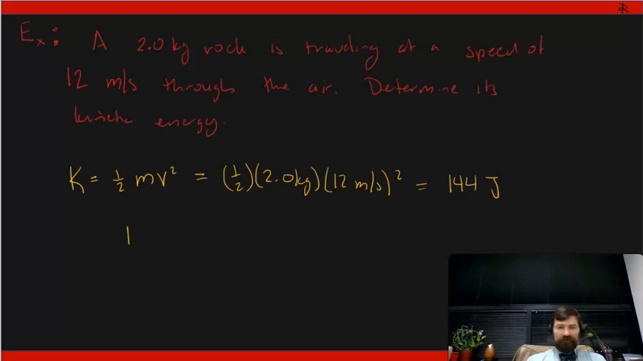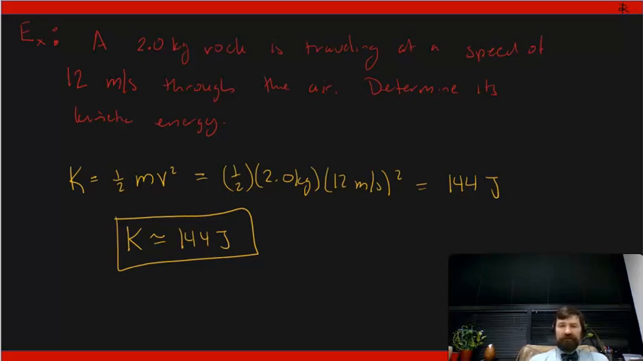So that's it. The kinetic energy is about 144 joules. I've kept more significant figures than is allowed, but I don't want to be too pedantic with that. It would be 140 if we round to 2 sig figs.